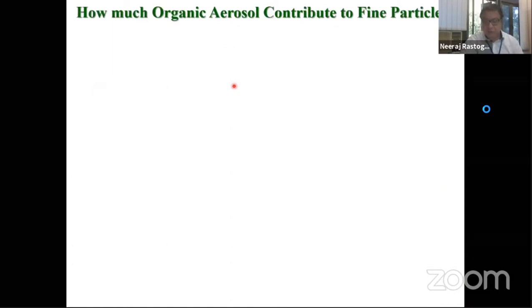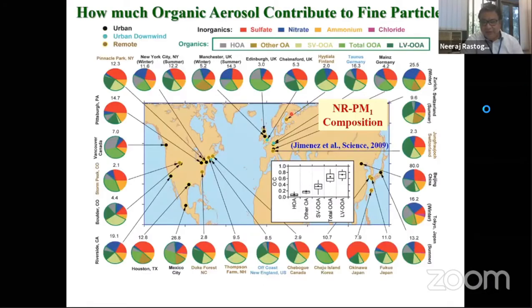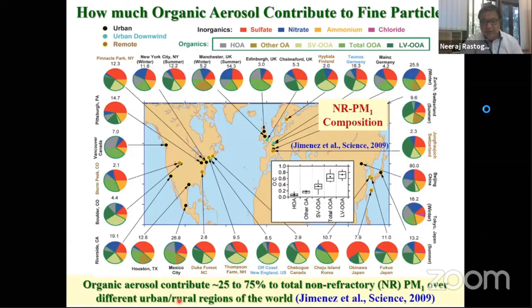Then, how much does organic aerosol contribute to fine particles actually? This is nicely summarized by the Jimenez et al. 2009 Science paper. What you see here are different urban, downwind, or remote sites. And this green outline is the fraction of organic aerosol. Overall, what they say is that it varies from 25 to 75% of the total non-refractory. I'm using the word non-refractory here, which means we are not talking about the refractory component, which can volatilize at 500, 600 degrees centigrade. And this is over rural or urban regions of the world. I'm not going into these details. These are types of organic aerosol with the certain instrument we use. This is a scale based on the elemental composition, the oxygen to carbon ratio and all. I will not go into these details, but just to tell overall that organic aerosol is a very significant fraction of fine particles.